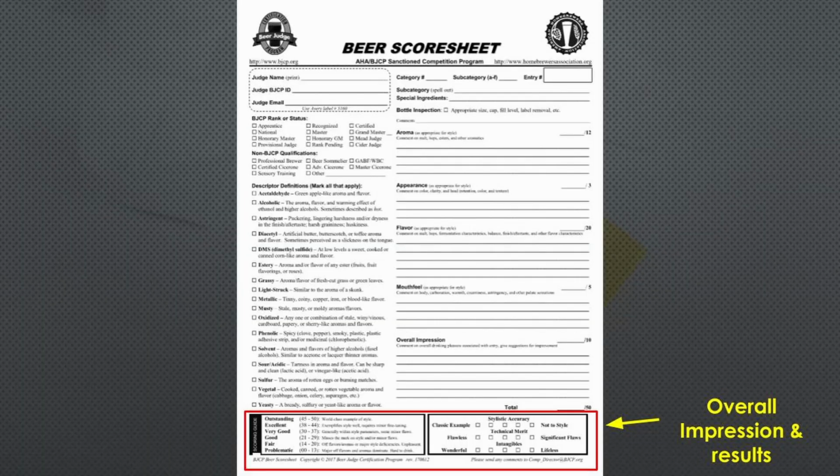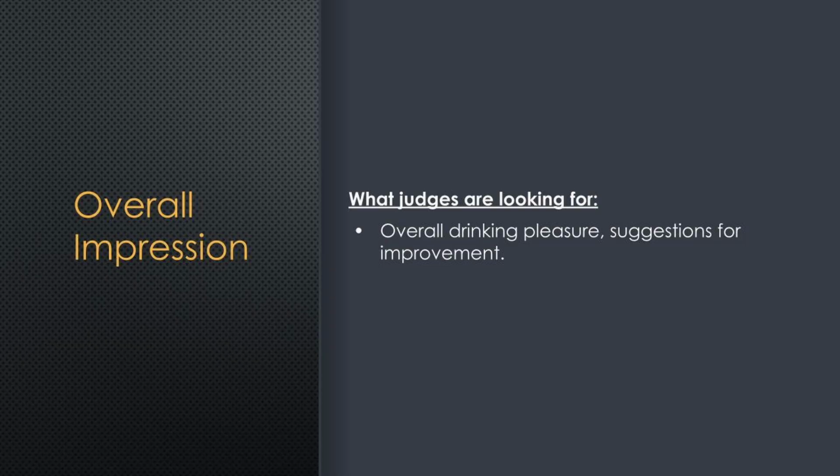So this brings us back down to the last section of that scoring sheet, the overall impressions. What are judges looking for? Well, in short, judges are looking for the overall drinking pleasure and giving you additional suggestions to maybe help meet that based on all of the other scores that they've given you when they were going through the score sheet, one characteristic at a time.